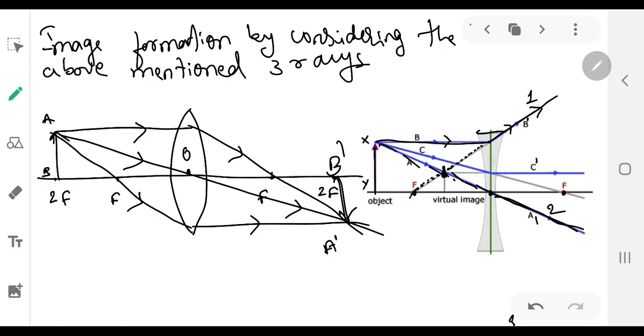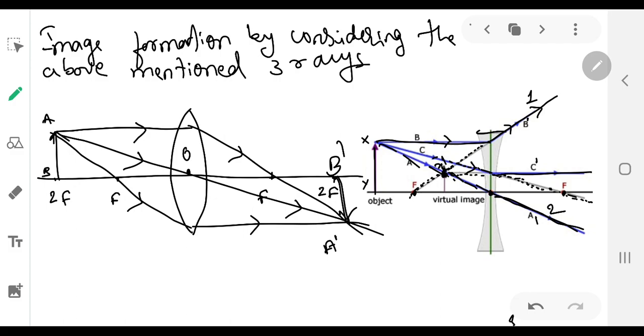The third ray that you are taking, its direction of incidence is passing through the focal point. If you look at the direction of the incident ray, as if it is passing through the second principal focus. So if that is the case, after refraction, it becomes parallel to the principal axis. When you extrapolate this third ray, that is also meeting at the same point. So here you can write X dash, the corresponding point for the X.